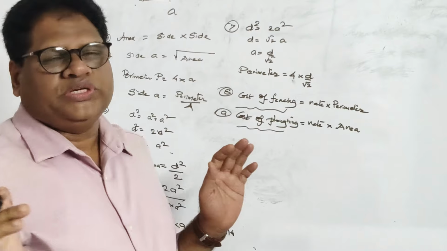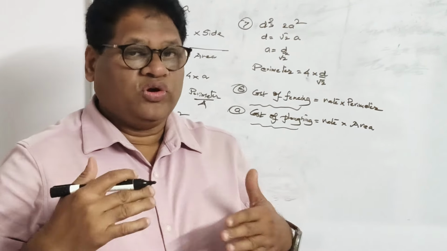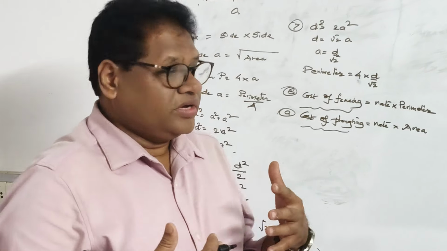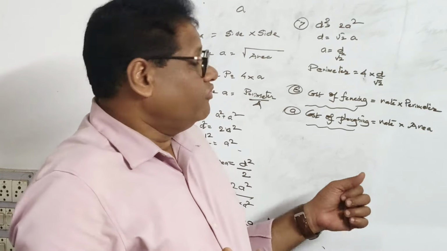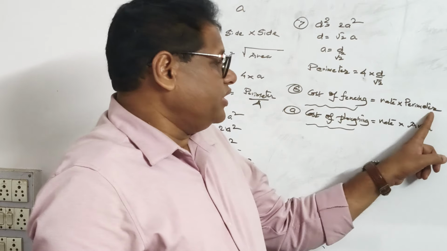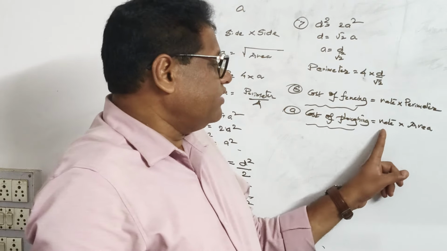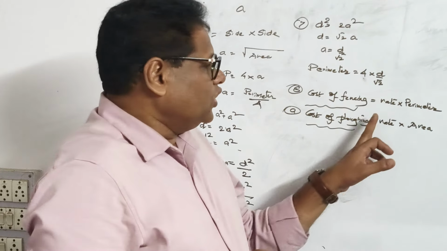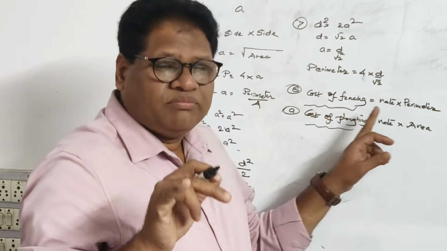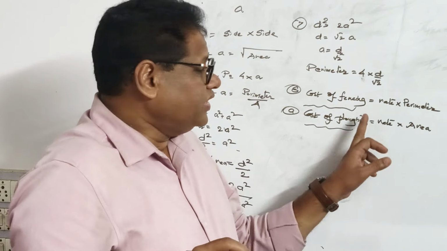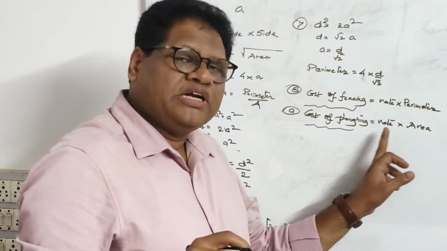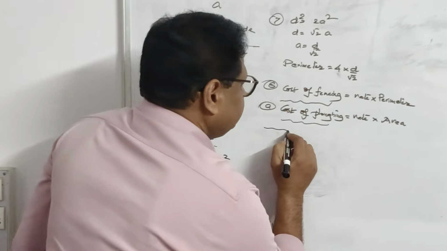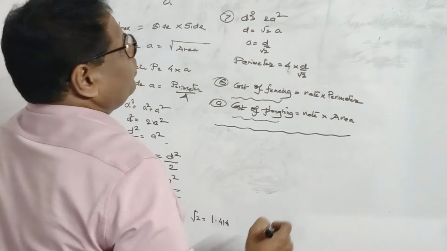You know, sometimes the students get confused. If they want to find the cost of ploughing the field, then they don't know what to do, whether to find the rate with perimeter product or rate with the area product. I am giving you a hint for this, okay? Look, if the rate is per meter, multiply by the perimeter. If the rate is per meter square, then multiply by area, okay? I hope it's clear. So this is all about square.